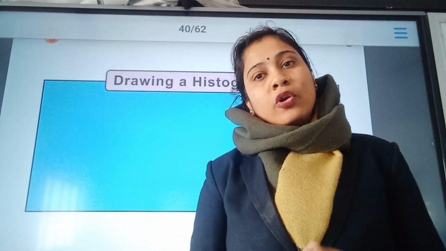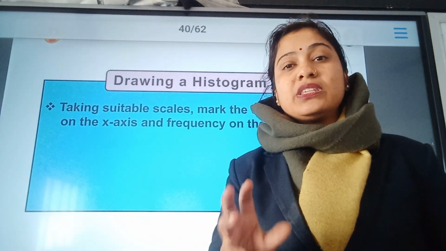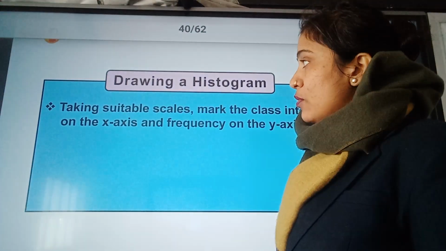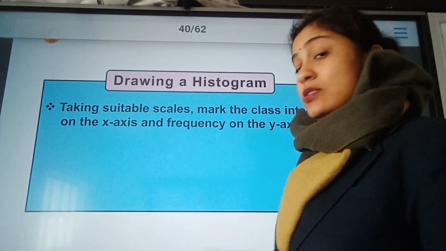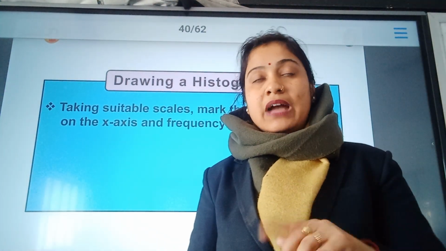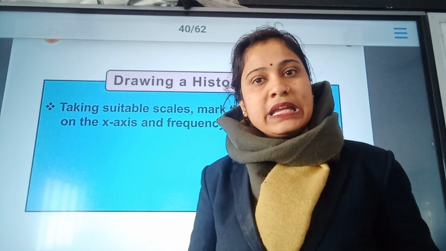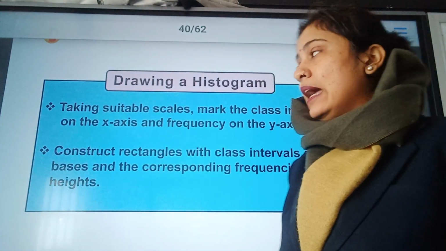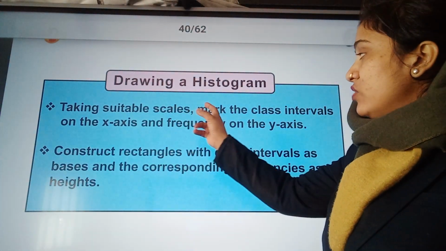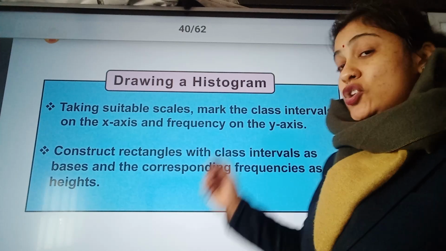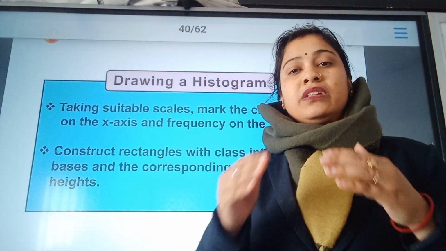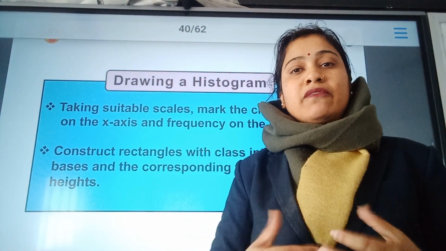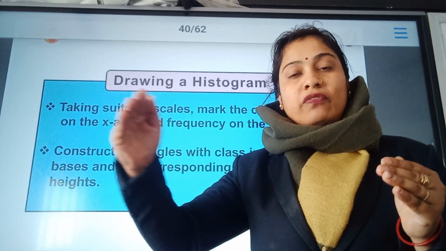Now, while drawing a histogram, what are the key points that one should know? The first key point is taking suitable scales. We have already learned that before making any graph, we have to give the title of the graph. Other than that, we have to take the scales, in which the class interval, that means the range, starts from 0 to 5, 5 to 10, 10 to 15, like this.